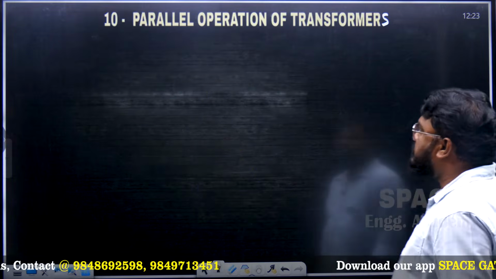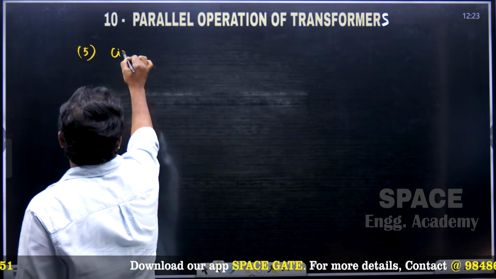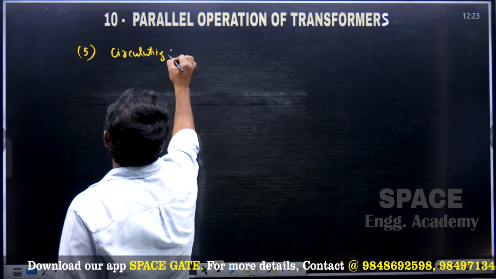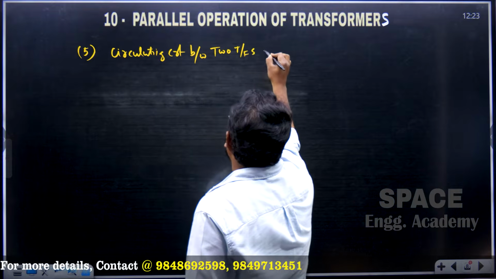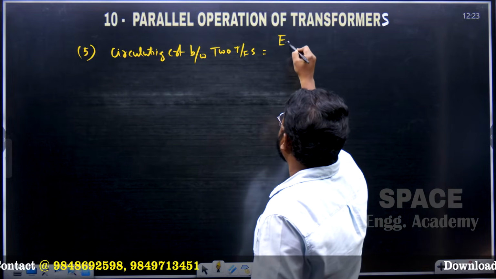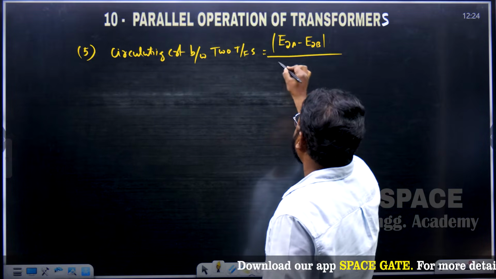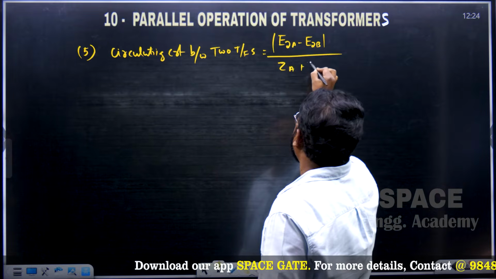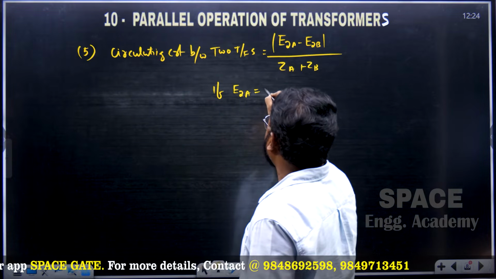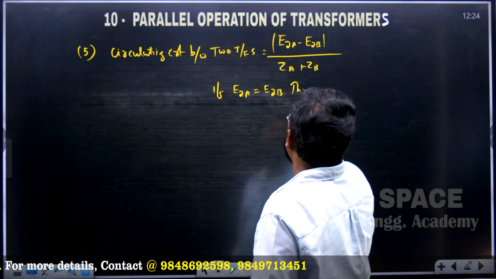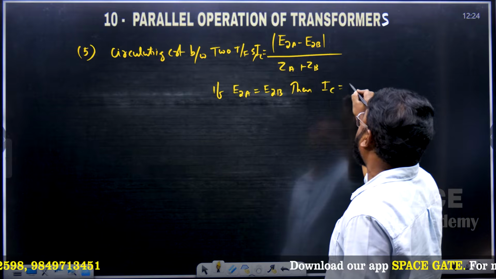ఇంకొక క్వశ్చన్ ఏంటంటే ద ఫిఫ్త్ వన్, సర్క్యులేటింగ్ కరెంట్ అడిగే ఛాన్సెస్ ఉంటుంది. The circulating current between the two transformers is equal to, suppose E2A minus E2B, the difference of this voltage, divided by ZA plus ZB. దీని పైన కూడా క్వశ్చన్ అడుగుతారు. ఒకవేళ if E2A is equal to E2B, then circulating current IC అంటారు, this IC circulating current is equal to 0.